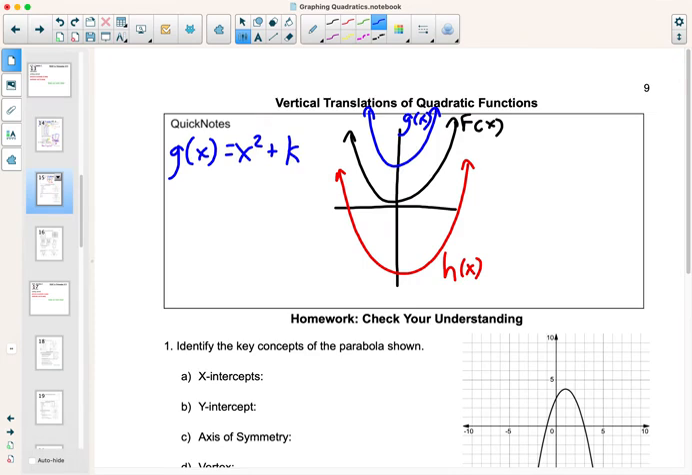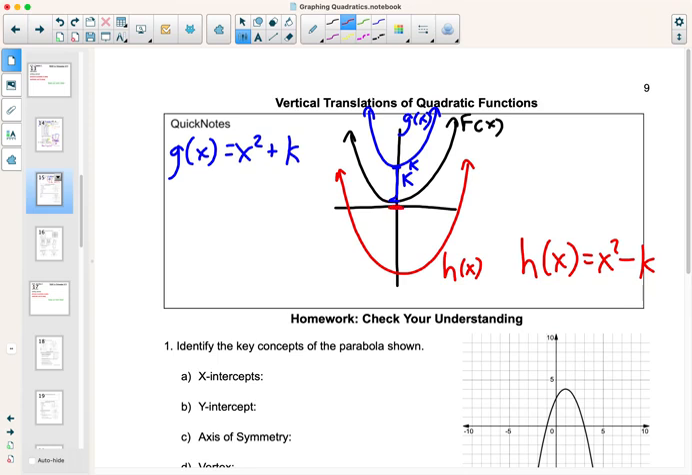See how it's up, it's above, okay? This distance here is k. Also, the y value up here is the y value of k, okay? Then on the right-hand side here, h of x is equal to x squared minus k, okay? Minus k.